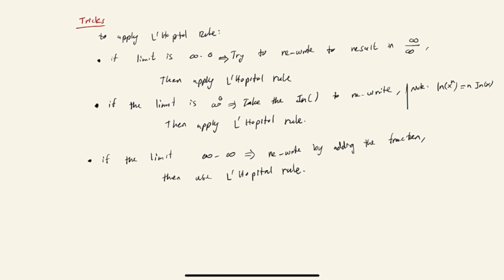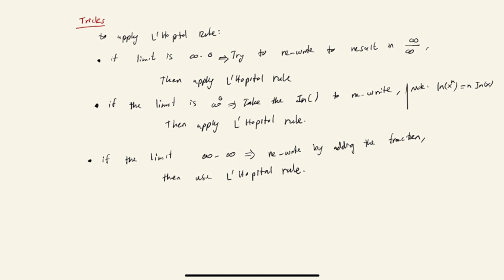Here we have three cases. The first case, if the limit is infinity multiplied by 0, here we can rewrite the given function in terms of a fraction. That fraction is going to give us infinity over infinity to be able to use the L'Hopital rule.